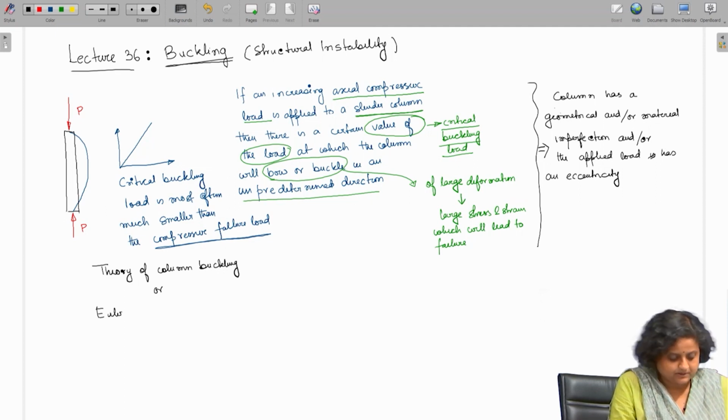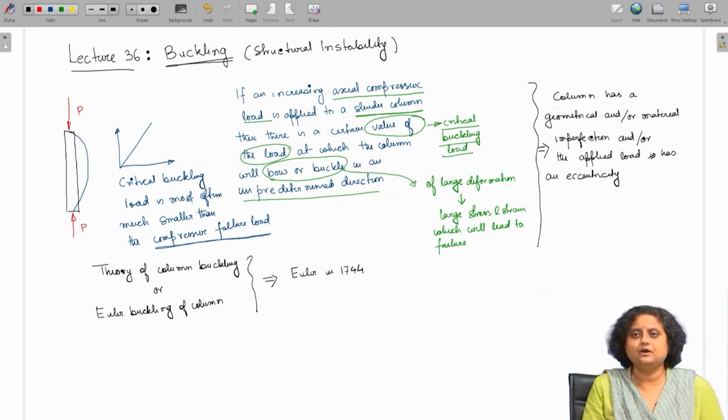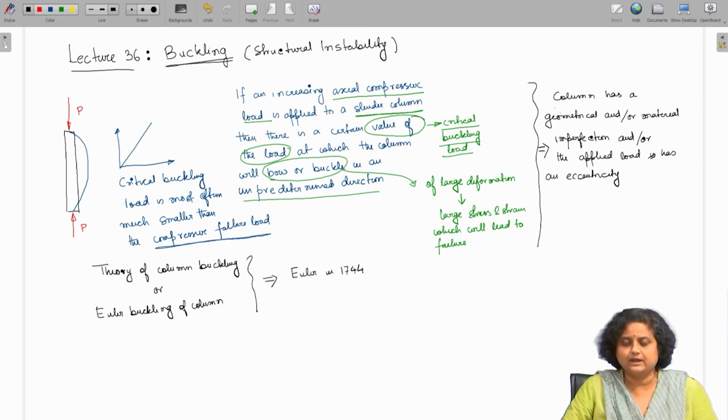Euler theory of buckling, Euler buckling of column. This was proposed by Euler in 1744. So, the buckling theory that is used even today is based on this Euler buckling of column, or Euler's theory for buckling of column.